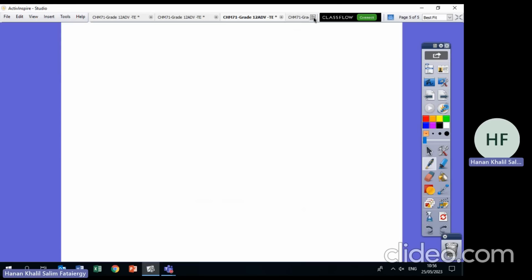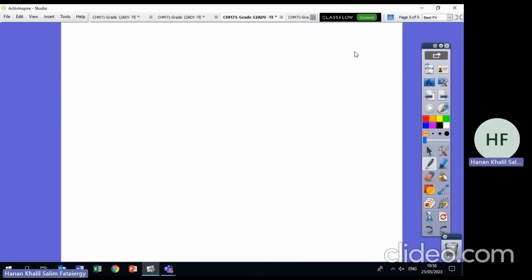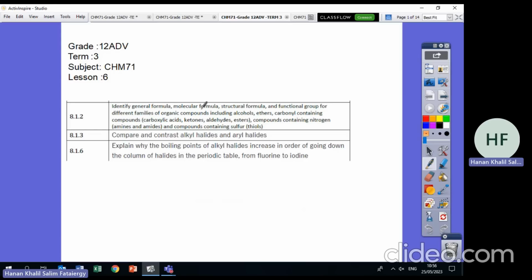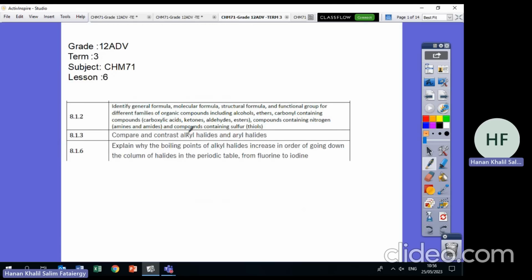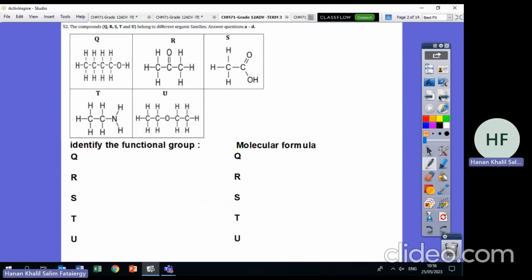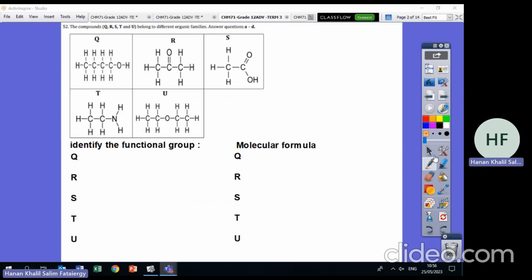Okay, so this is all you need to know in lesson 4. Lesson 5, sorry, is cancelled. Now we will go to lesson 6. In lesson 6, you need to know these two KPIs. The first KPI is about the general formula of all the functional groups, and the second one is alkyl halides and aryl halides. Now let's start with the functional group. I will pause the video and do this for you in a separate video.